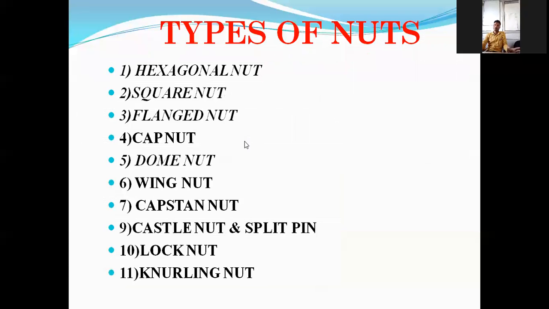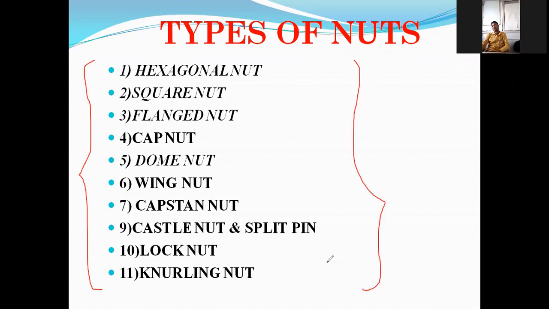Up to this, we have seen. After that, we started to discuss types of nuts. Which types of nuts are we going to use in practice? We have discussed a list. So which are the types of nuts? These many types of nuts we are going to discuss. Out of that, first few we might have discussed, maybe hexagonal, maybe square, etc. Two or three we have discussed.